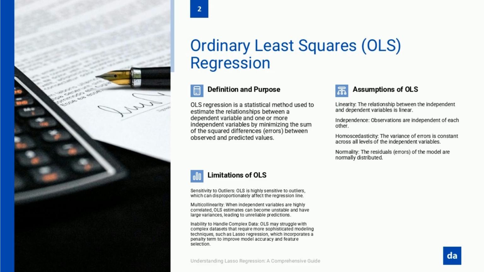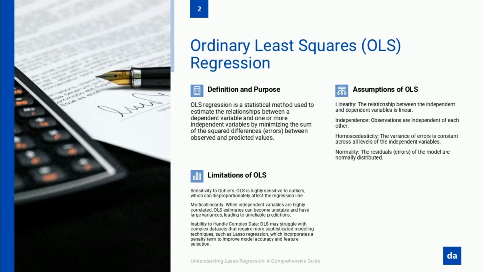Homoscedasticity. The variance of the errors should remain constant across all levels of the independent variables. In simpler terms, OLS assumes errors are evenly spread out, not increasing or decreasing unpredictably. Normality. The errors, or residuals, should be normally distributed, which makes inference easier and more reliable.